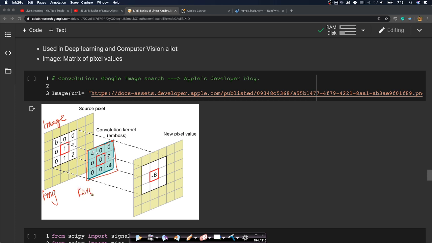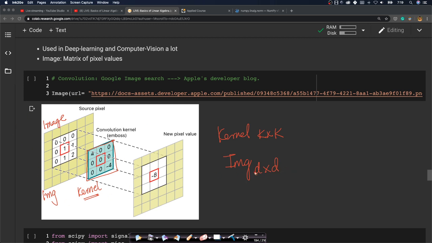Please don't confuse this kernel with kernels in SVM. Those are different concepts. This name came from image processing. Remember that a kernel is a smaller matrix. Let's assume this kernel is a K cross K matrix. Imagine that my image is, let's say, some D cross D image, with D rows and D columns.